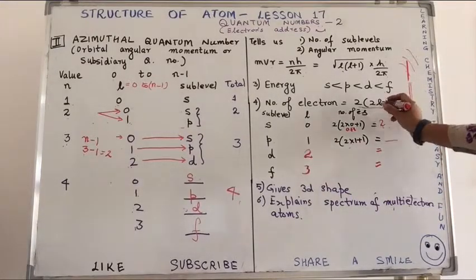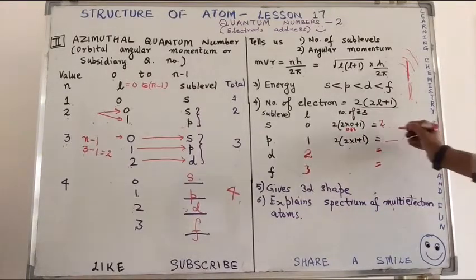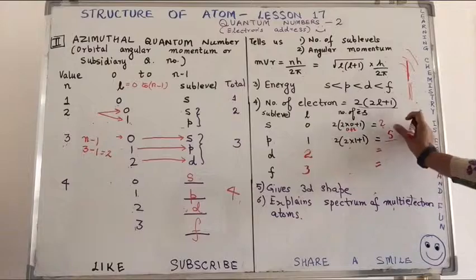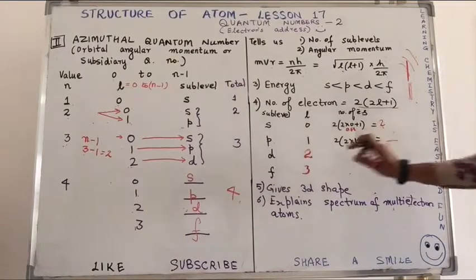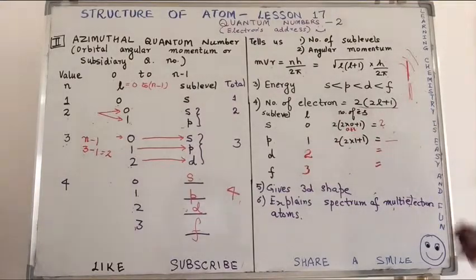So how many electrons do you get in the D sublevel and in the F sublevel? Put the value of L as 2, L as 3 in each of these cases and give me the number of electrons which can be present in each of P, D and F. One has been done for you. I'm insisting again and again because I want you to do it. If you do it yourself, the concept will be clearer.